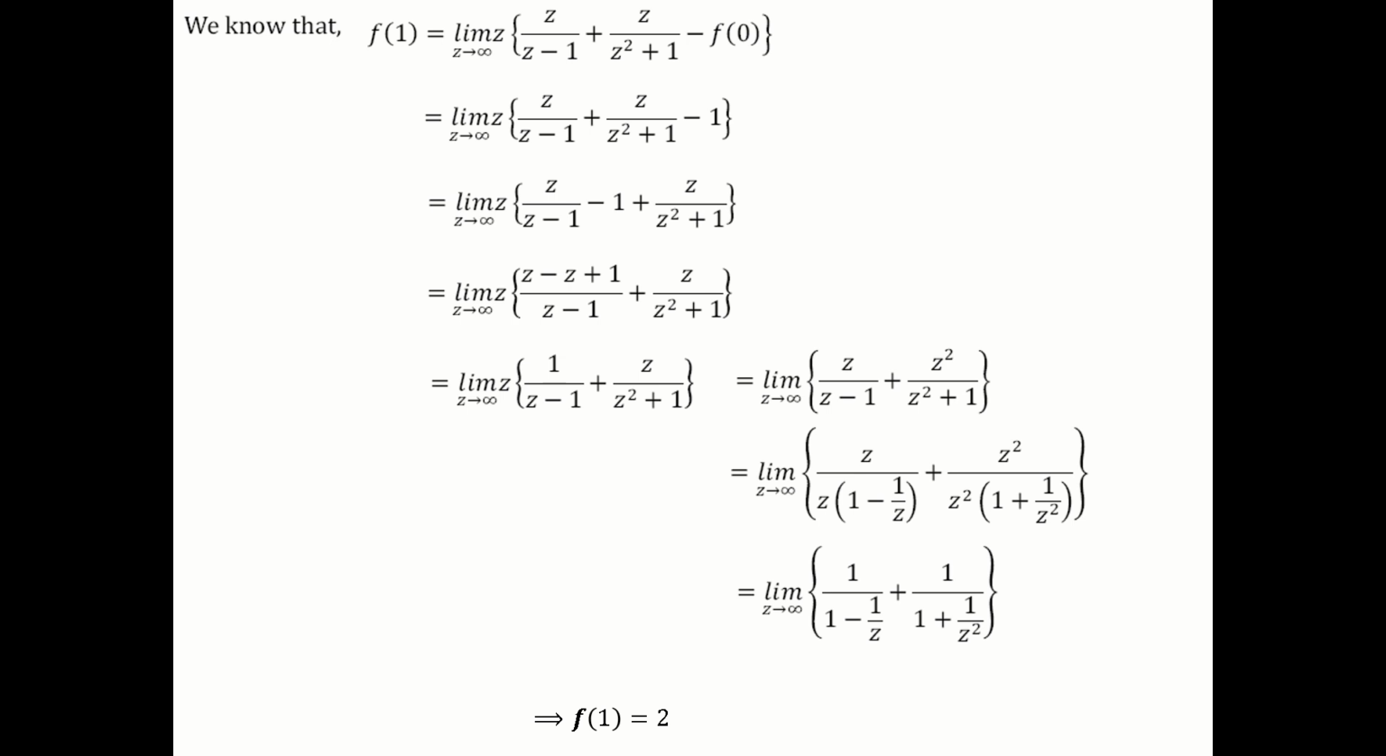1 by z square. Taking limit, you will get 1 by 1 minus 1 by infinite, as z tends to infinite, 1 by infinite is 0. So 1 by 1 minus 0, you will get 1, the first term. Similarly, the second term 1 by 1 plus 1 by infinite, 1 by infinite again 0. So you will get 1 by 1 plus 0, so you will get 1 by 1, 1, the second term. So 1 plus 1, that is equal to 2. Therefore f of 1 equal to 2.